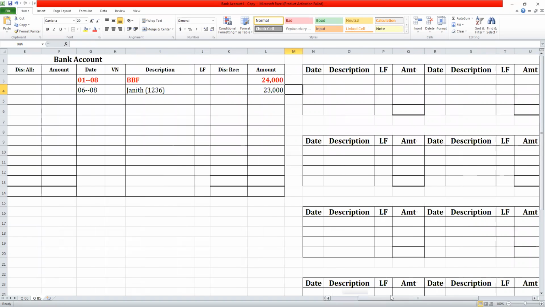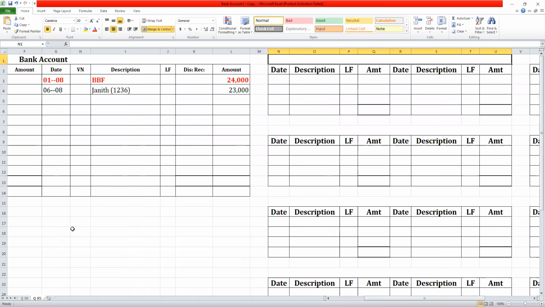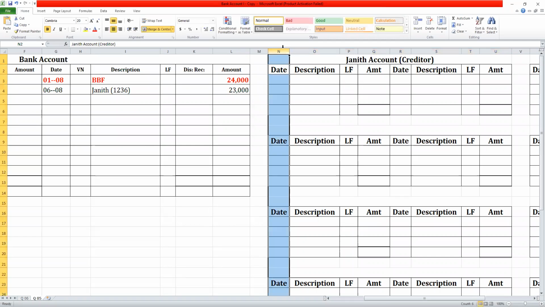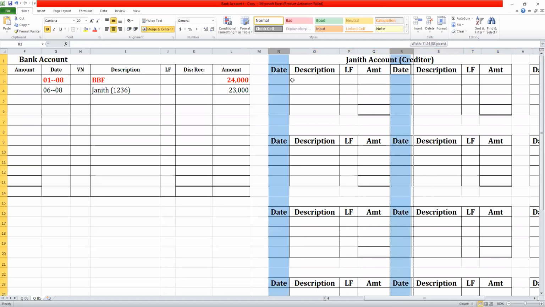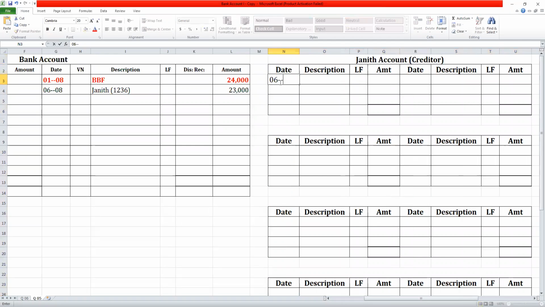Complete the other entry now. Open or name the first account as Janit account. Janit is a creditor. Please include that as well to show that you have understood the question well. And you have made a payment. The date of the payment is 6th of August. Bank account. Amount is 23,000.